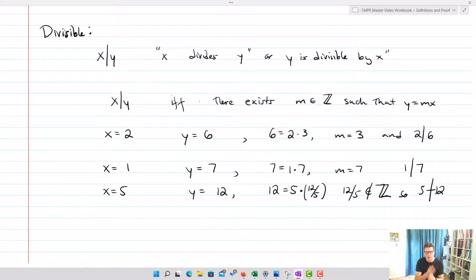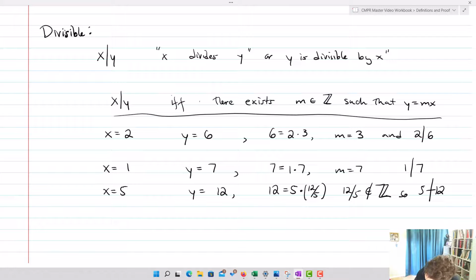What we want to get, though, here's our definition. That definition, that if there exists an m belonging to z such that y equals mx, then that means that x divides y. That's our definition. We're going to utilize that one. That's either true or it's false, right? It's either true or false. There we are.